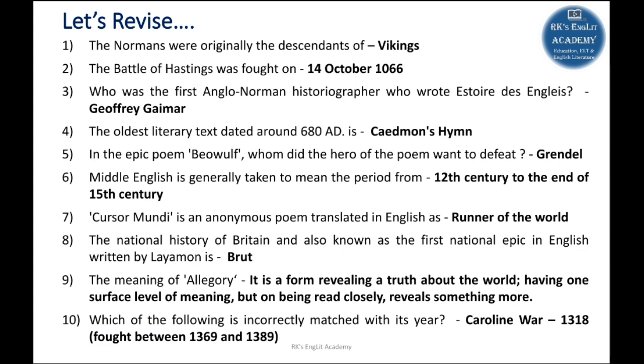So friends, we have learnt about the major events and literary works of these periods. We have also revised what we learnt.